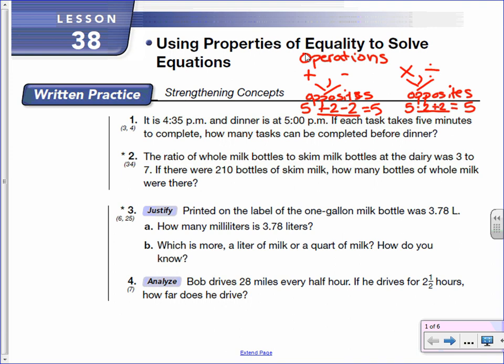So let's get started. Number 1 says it is 4:35 p.m. and dinner is at 5 p.m. If each task takes 5 minutes to complete, how many tasks can be completed before dinner? So the first thing that we need to know is how much time is before dinner. From 4:35 p.m. to 5 p.m. is 25 minutes. So we have 25 minutes. Each task takes 5 minutes, which means we can do 5 tasks.